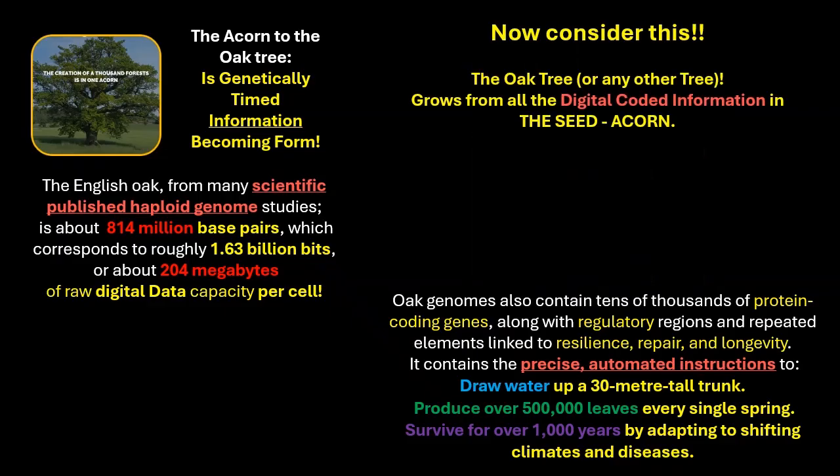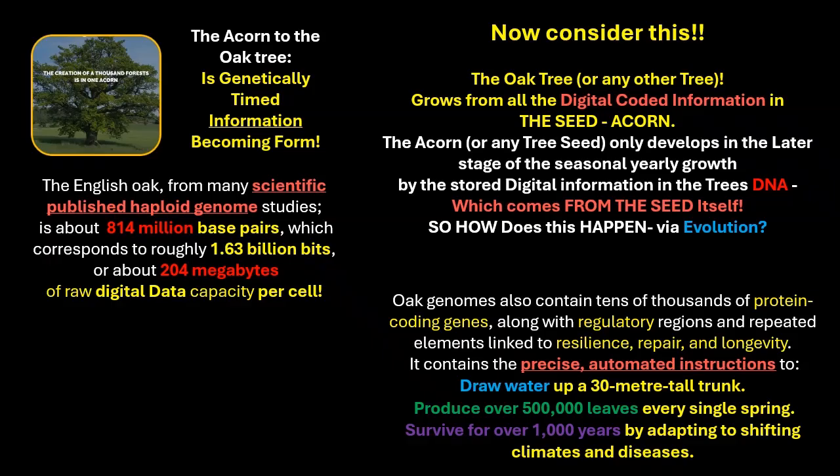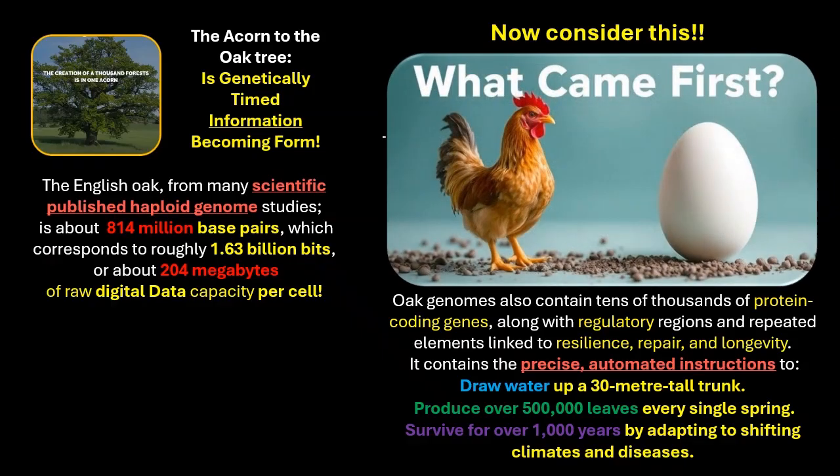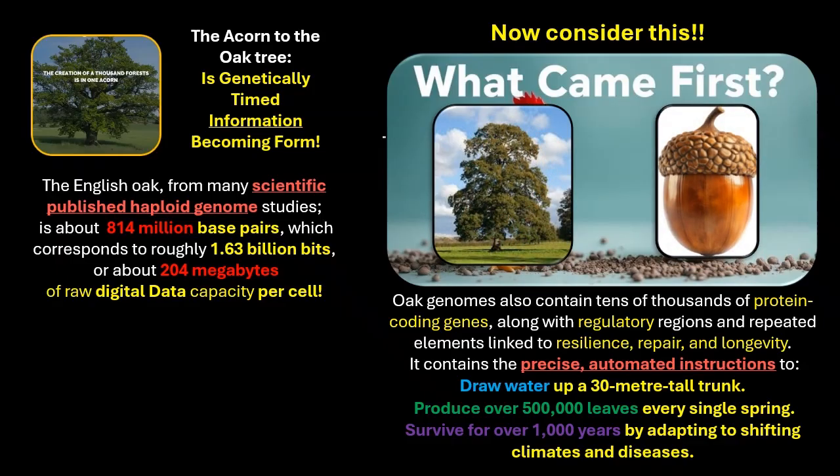The oak tree, or any other tree, grows from all the digital coded information in the seed, the acorn. And the acorn, or any tree seed, only develops in the later stage of the seasonal yearly growth by the stored digital information in the tree's DNA, which comes from the seed itself. So how does that happen? Via evolution. What came first, the tree or the seed? It's a chicken and egg problem. The acorn or the oak tree, which has, at the end of its yearly growth, acorns.